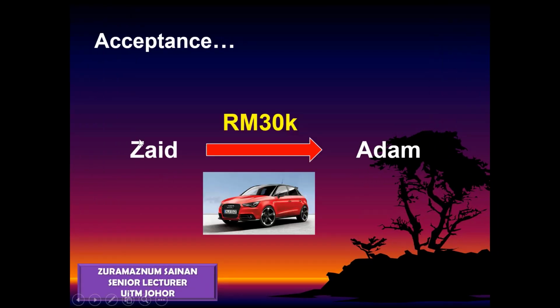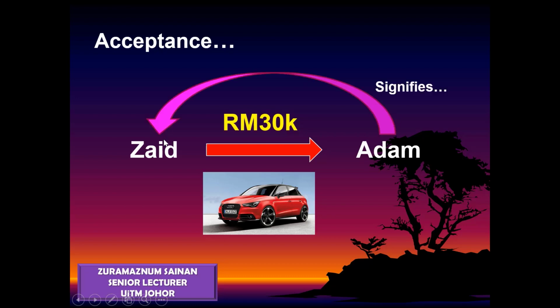For example, let's say Zaid offers to sell his car to Adam for 30,000. Adam is the offeree. So when Adam signifies to Zaid that he agreed or gave his consent to buy the car for that 30,000, Adam here is making an acceptance. So Adam is called the offeree or promisee or the acceptor.